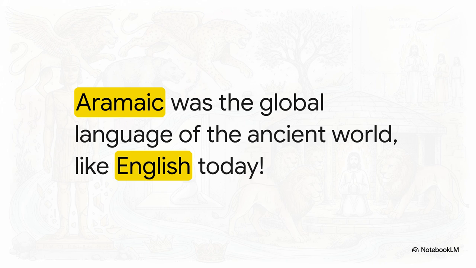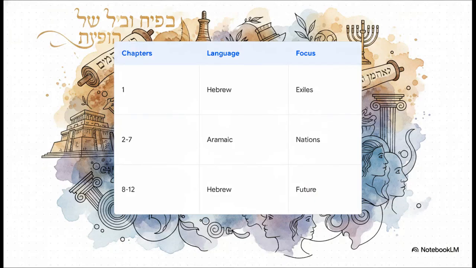And the author uses this linguistic flip to structure his entire message. It creates this absolutely brilliant sandwich structure. Just look at how the language intentionally shifts depending on who the audience is. Chapter 1 is in Hebrew, focusing intimately on God's people in exile. But then, for chapters 2 through 7, boom, the text switches to Aramaic. And you might be wondering why. Well, because these specific prophecies and events concern the global stage, the nations of the world. Then, in chapters 8 through 12, as the focus narrows right back down to the specific, difficult future of the Jewish people, it switches back to Hebrew. The structure itself is literally part of the message.